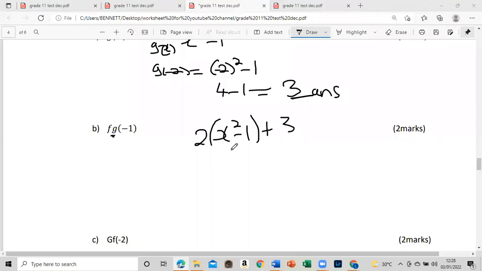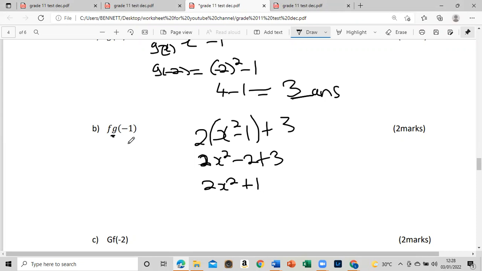Alright, so guys, now we need to expand the bracket, right? So that will give us 2x squared, because I multiply by 2 now, right? And then 2 times negative 1 gives us negative 2, plus 3. So this will give us 2x squared plus 1.